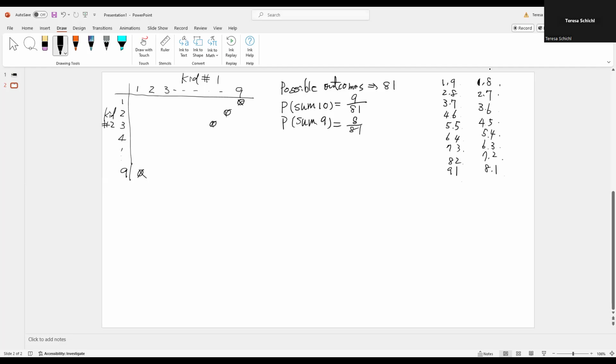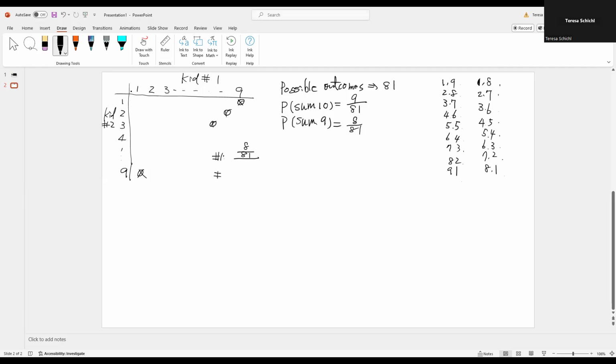Now the problem wants us to find the probability that you will get a 9 before you get a 10. Let's think about it. The first situation: on the first try, you get lucky and get a 9. So this is what I would say is getting a 9 the first time, and the probability will be 8 over 81.